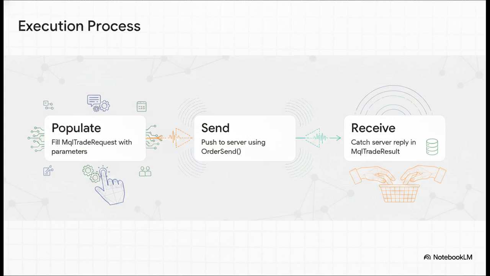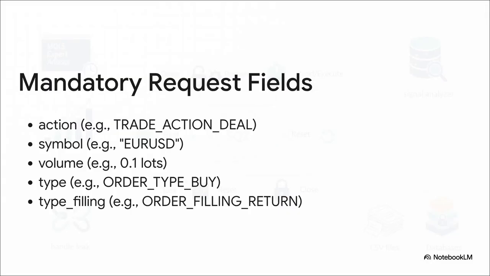Executing the trade itself is a very strict three-step process. First, you populate a structure called MQL trade request with all your specific trade parameters. Second, you push that request off to the trade server using the order send function. And third, you catch the server's reply in a separate structure called MQL trade result. Basically, the request structure is your input, the result structure catches your output, and order send is the vehicle moving data between them.